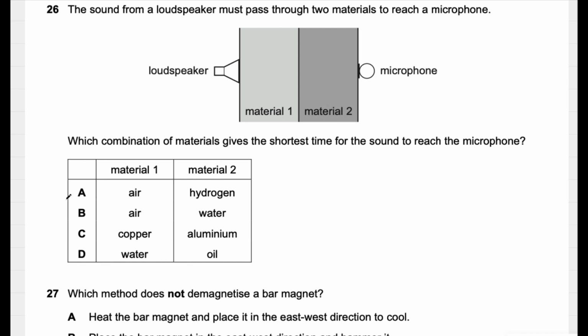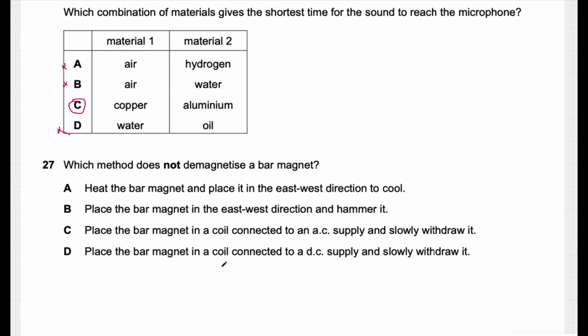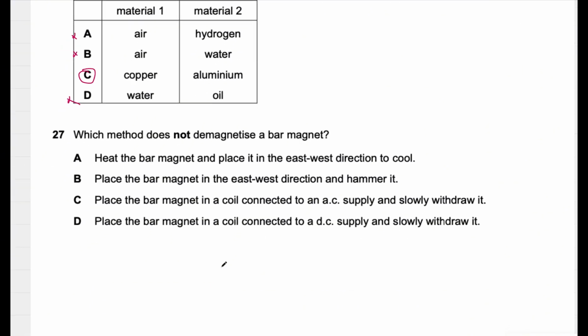Air is a gas, so A is wrong. Air is a gas, B is wrong. This one is liquid, it's not solid. So the answer is C. Okay? Sound travels fastest in solid, then faster in liquid, then gas. So it's from solid to gas in order.